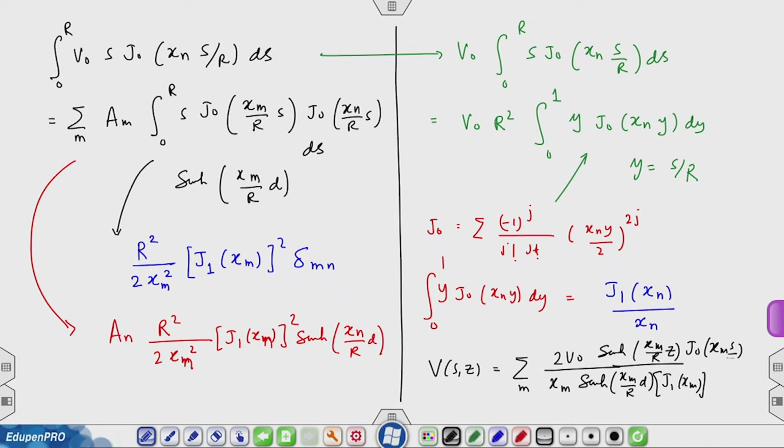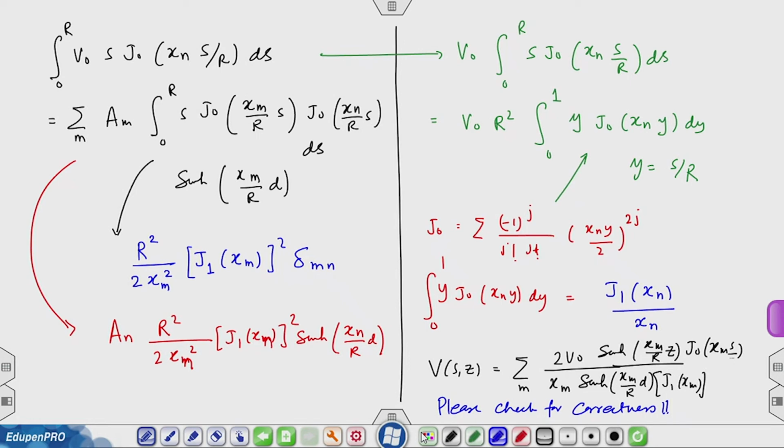So, that warning I will give you. Please check for correctness, because while doing it here, I may have taken something on top, something on bottom. So, this is the answer.